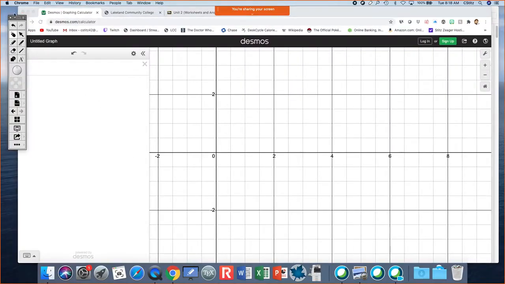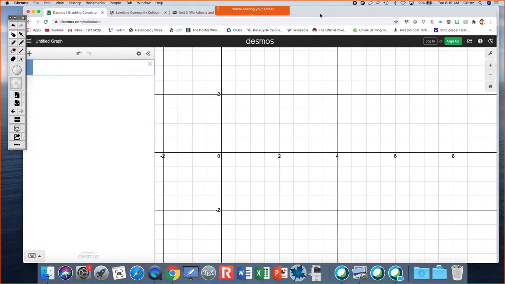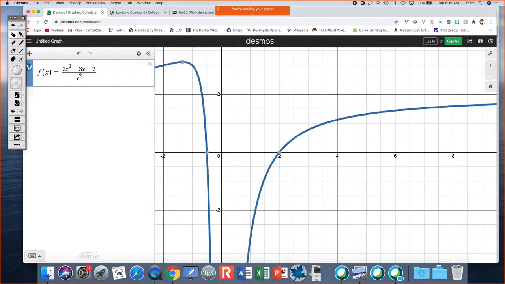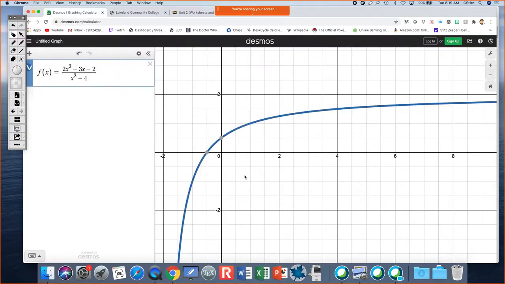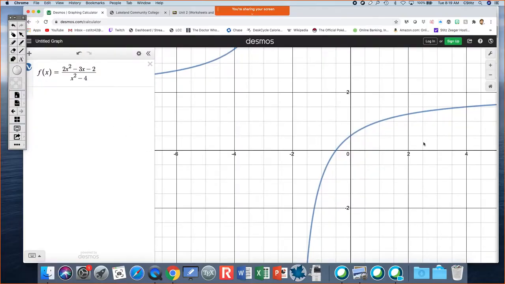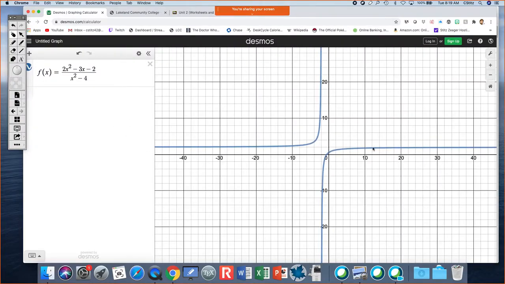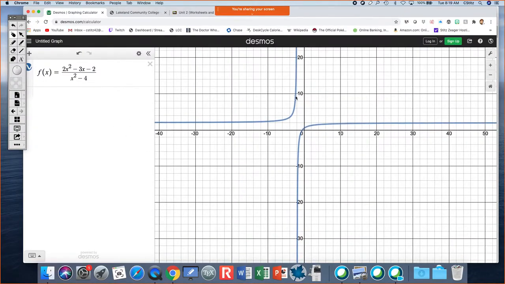All right, I guess it is what it is. So let's sneak our f of x in here. Equals, we're going to have a fraction: 2x squared minus 3x minus 2 over x squared minus 4. And let's take a look here near x equals negative 2. So if I zoom out a little bit, you can see the graph is torn when x is negative 2.